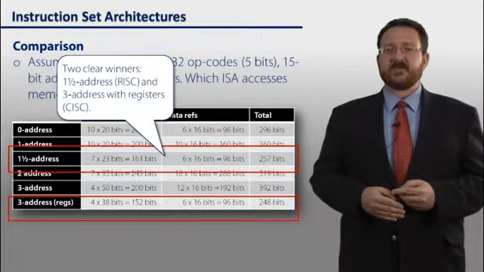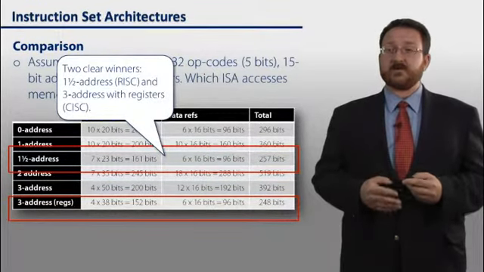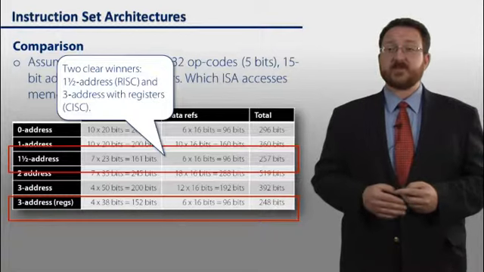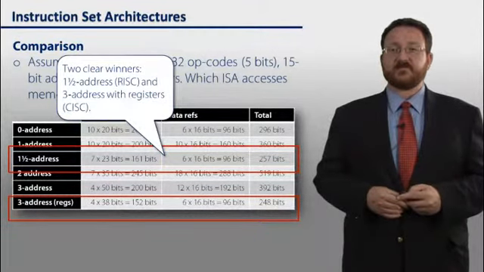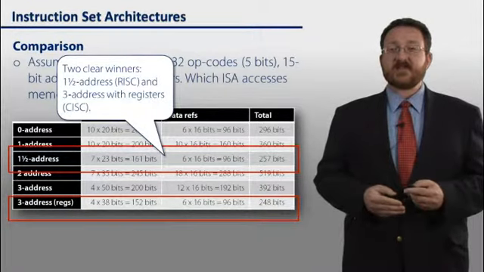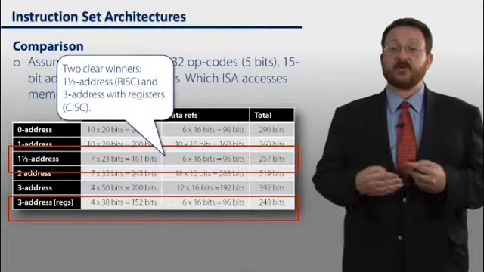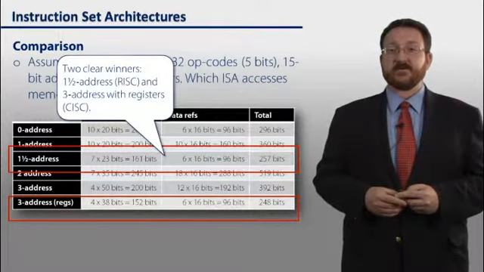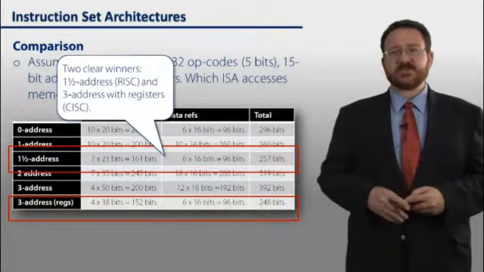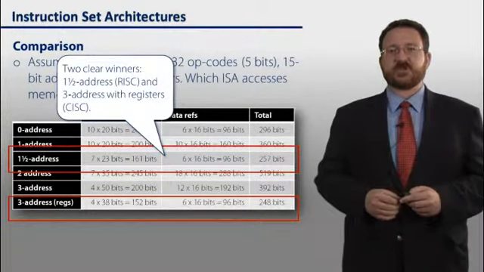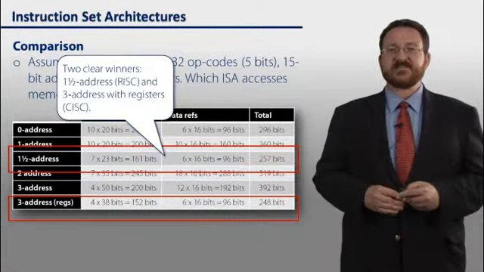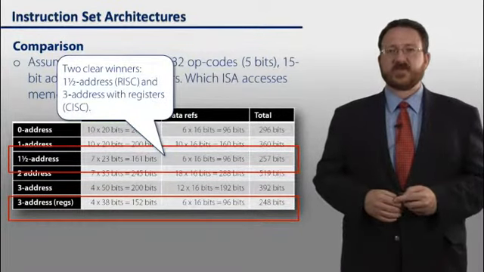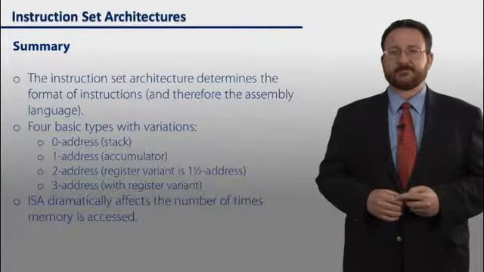The 1.5 address machine, where one of the source and the destination is always a register, has 257 bits total moved back and forth to memory. The 3 address machine is also a winner at 248 bits, where we use registers as some of the intermediaries. So the 1.5 address machine is a very RISC type machine, a reduced instruction set computer, and the 3 address machine is a very CISC based machine, a complex instruction set.